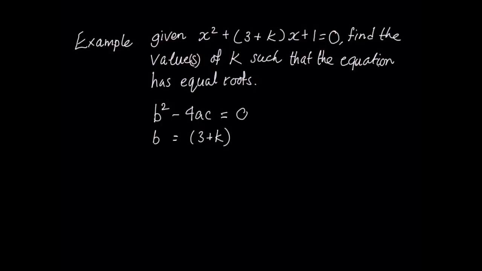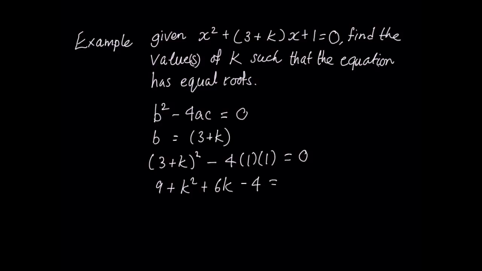So for b squared minus 4ac equal to 0, we can rewrite this as (3 plus k) all squared minus 4 times 1 is equal to 0. Expanding the bracket, we'll have 9 plus k squared plus 6k minus 4 is equal to 0. Rearranging that, we'll get k squared plus 6k plus 5 is equal to 0. And this will factorize nicely.